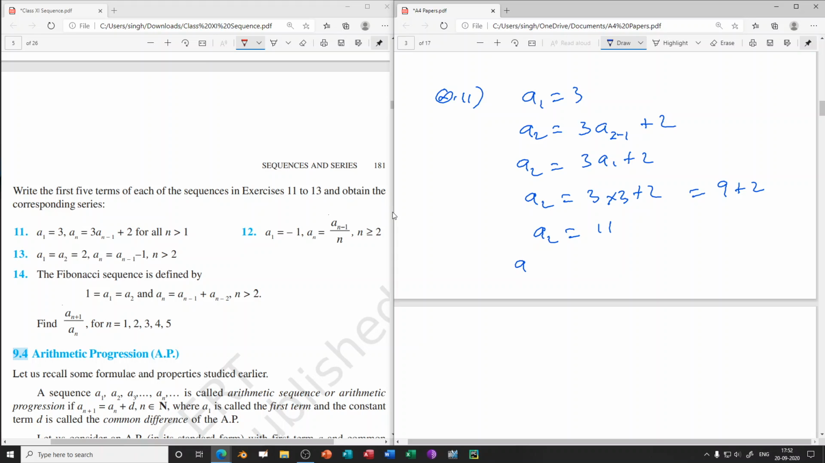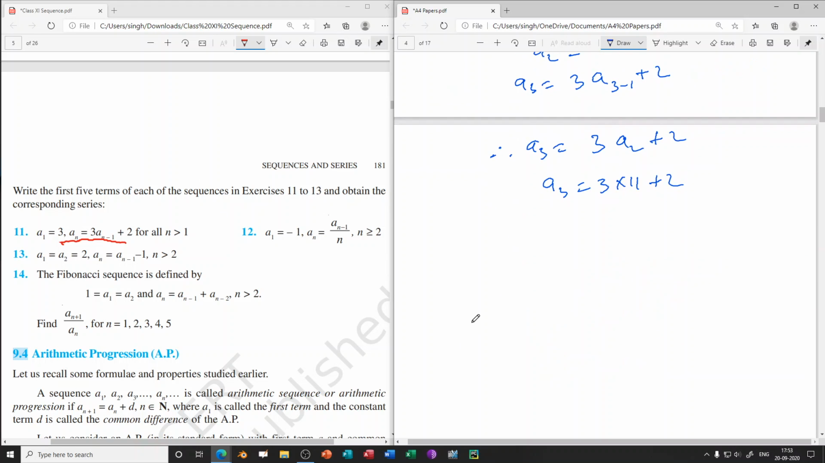Then next we will find a3. How to find a3? By applying the same formula. a3 equal to 3 into a3 minus 1 plus 2. Therefore a3 equal to 3 into a2 plus 2. So a3 equal to 3 into, what is a2? a2 is 11 plus 2. So this will give us a3 equal to 33 plus 2, and that is 35. Therefore a3 equal to 35.